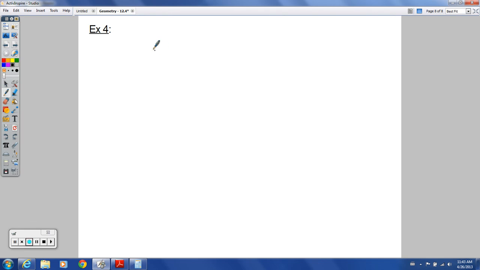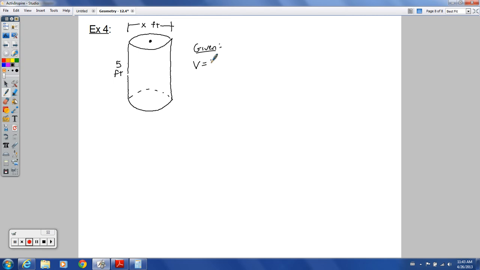And example 4, let's check out a cylinder now where we have a missing measurement. So draw a good freehand cylinder as best you can. And let's say now that all the way across is x feet. So we're going to try to figure out what that is all the way across. There's the center of my circle, and let's say this is 5 feet for the height. And I'm going to tell you that you are given that the volume equals 277 feet cubed.